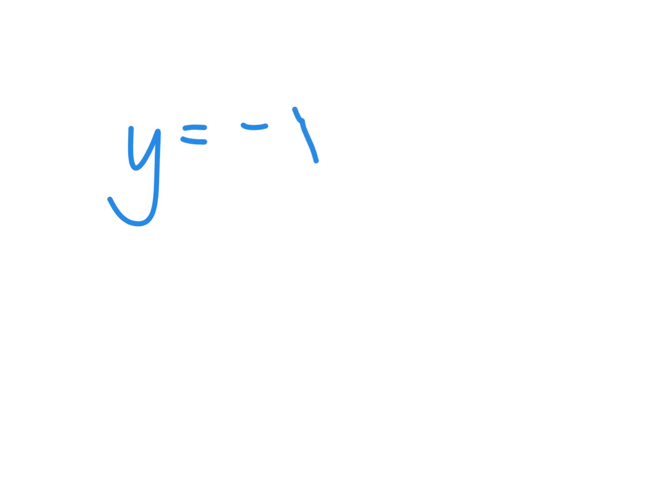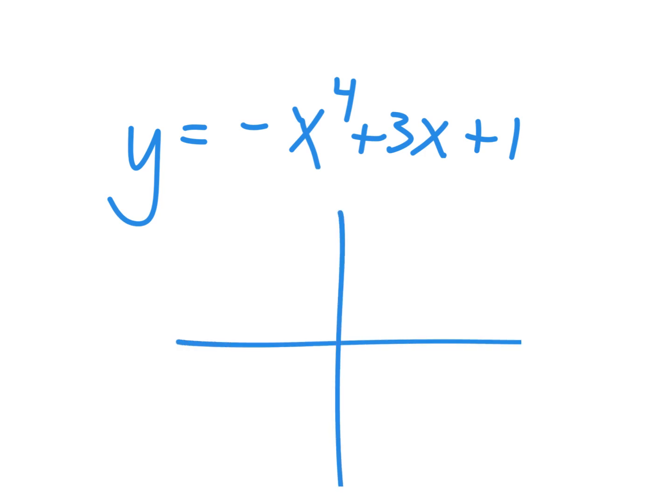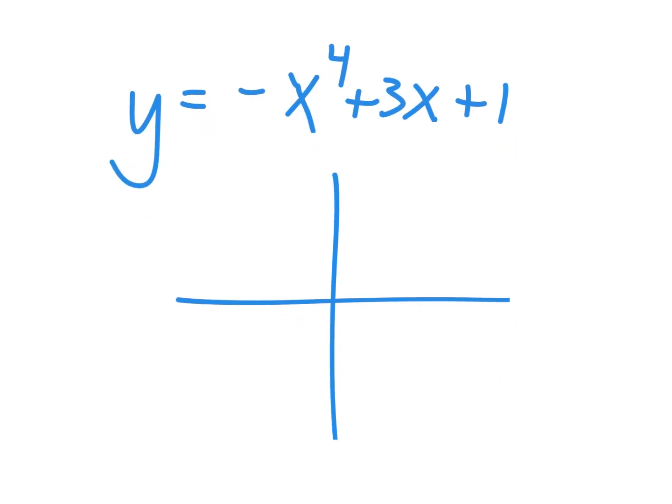So negative x to the fourth plus 3x plus 1. Sketch that one. In a moment, I'm going to ask you to compare your sketch with the kid sitting next to you. Don't get lazy. Draw it out. Yours won't look exactly like theirs, but will your ends be going the right ways? And will your y-intercept be correct? Okay, compare with the kid next to you.